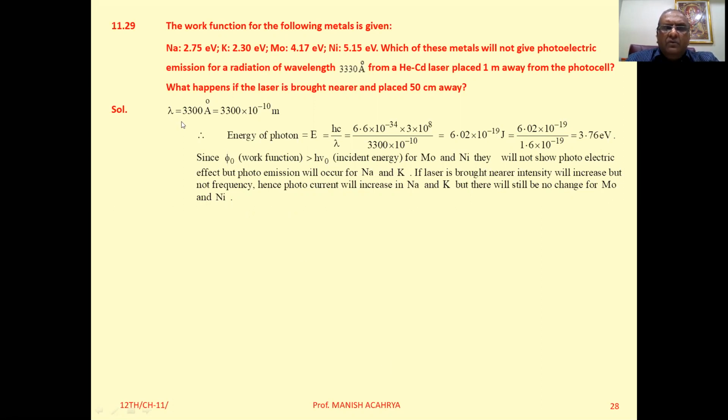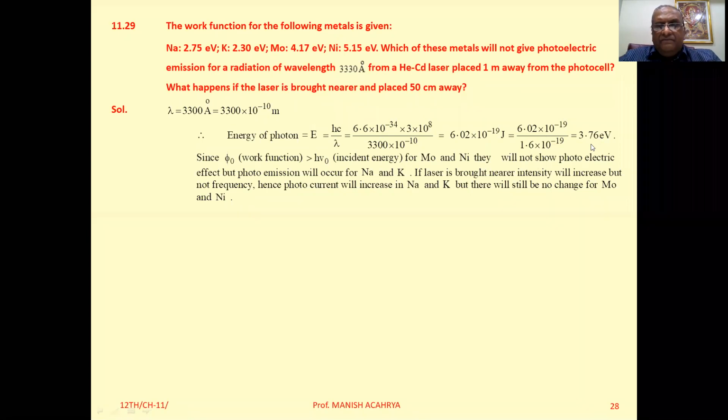Now lambda given to you, that is 3300 angstrom. Please correct it here. 3300 angstrom. Now that is 3300 into 10 raised to minus 10 meter. So energy of photon, that is E equal to HC by lambda. Substitute the value of H, C and lambda, then solve it. Then you will get the answer in joules. Divide it by 1.6 into 10 raised to minus 19. You will get energy in electron volts.